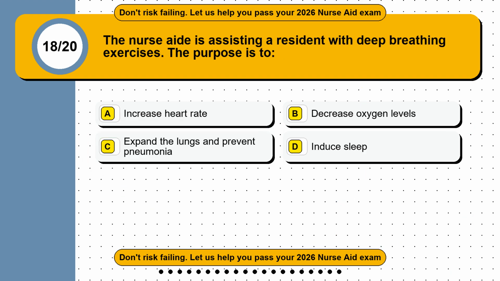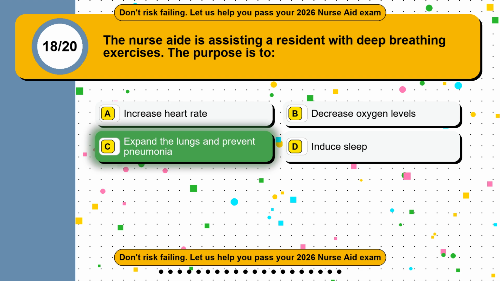Question 18. The nurse aide is assisting a resident with deep breathing exercises. The purpose is to: Option A, increase heart rate. Option B, decrease oxygen levels. Option C, expand the lungs and prevent pneumonia. Option D, induce sleep. The correct answer is option C, expand the lungs and prevent pneumonia.